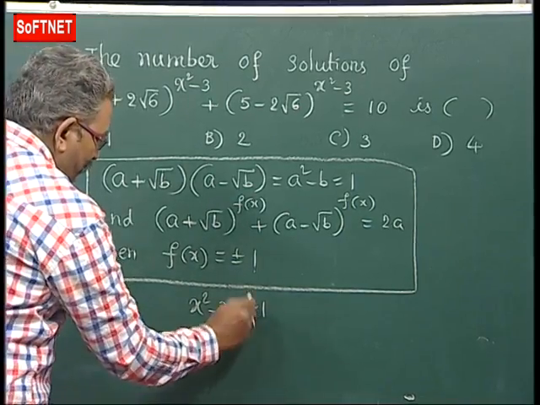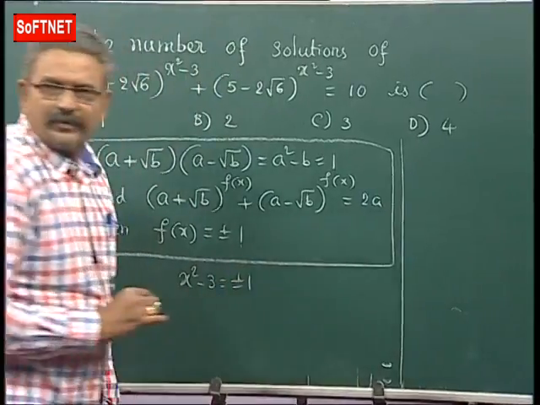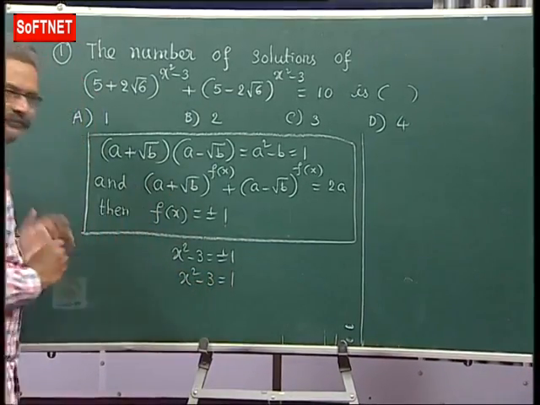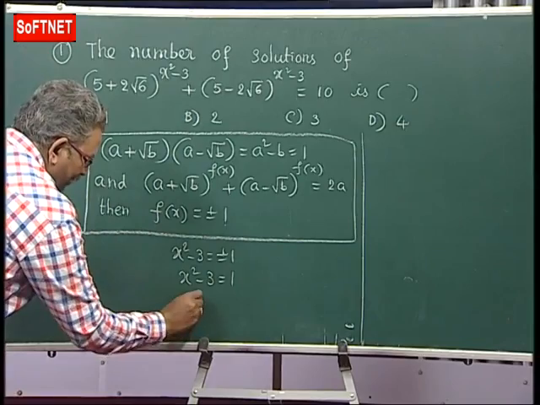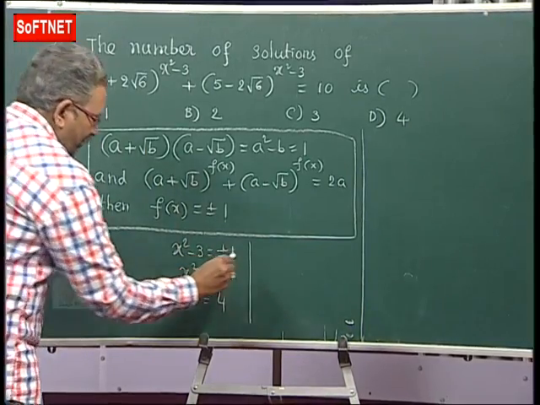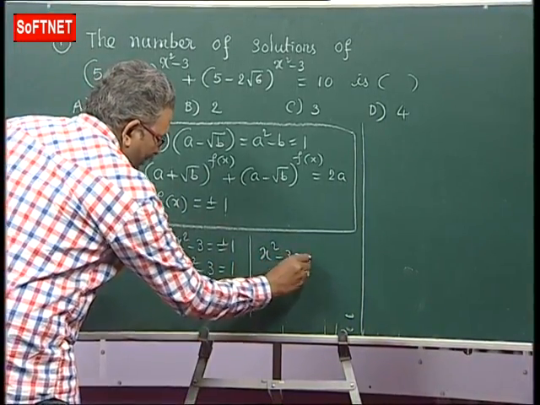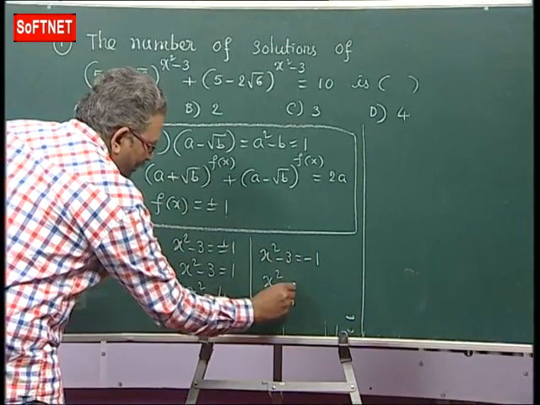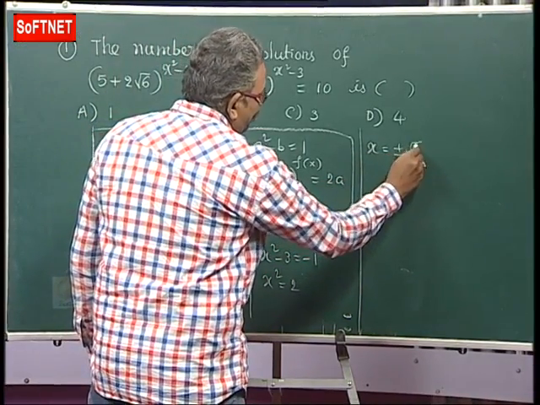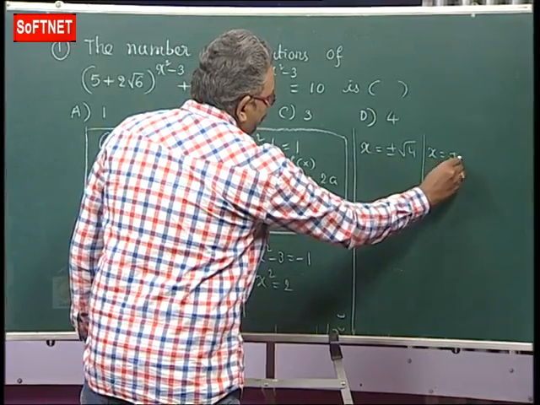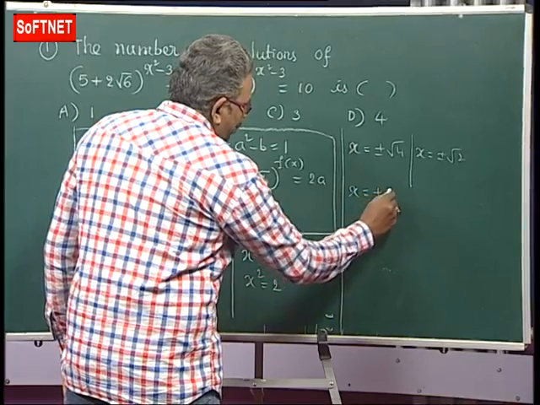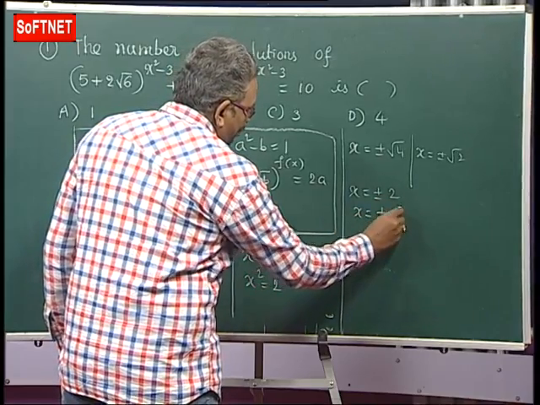Again here two cases will arise. What are the two cases? One case is x square minus 3 is equal to 1, so x square is equal to 3 plus 1, which is 4. The other case is x square minus 3 is equal to minus 1, so x square is equal to 2. Here we can find x is equal to plus or minus root 4, and x is equal to plus or minus root 2. So x is equal to plus or minus 2 and x is equal to plus or minus root 2.